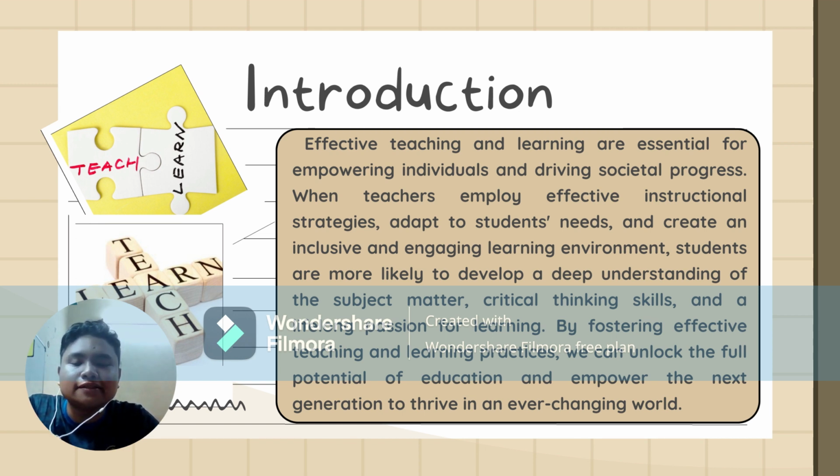On the other hand, effective learning is an active and collaborative process. It involves students taking responsibility for their own education, seeking out knowledge, and engaging in deep learning experiences. Effective learners possess a growth mindset, embracing challenges and viewing failures as opportunities for growth. They develop critical thinking skills, ask insightful questions, and actively participate in class discussions, cultivating a sense of ownership over their education.